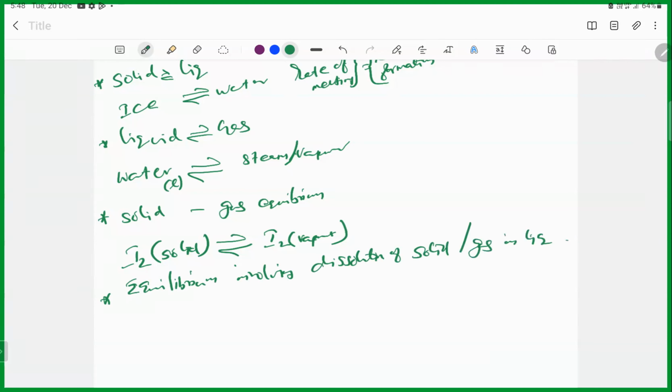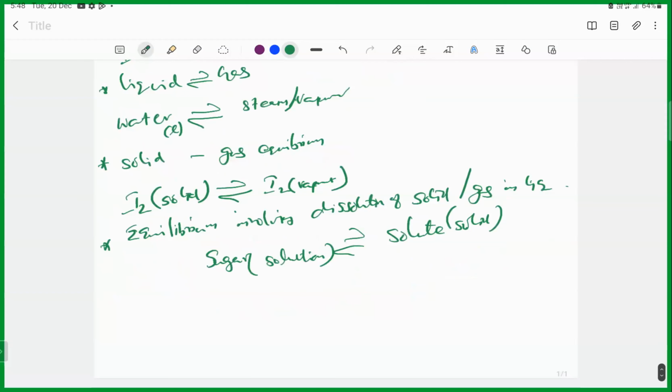For example, sugar present in the solution. Simply, you can write sugar solution is in equilibrium with solute solid. That is, the rate of dissolution equals the rate of crystallization. So when a gas is in solution, it is also in equilibrium. These are called physical equilibrium.